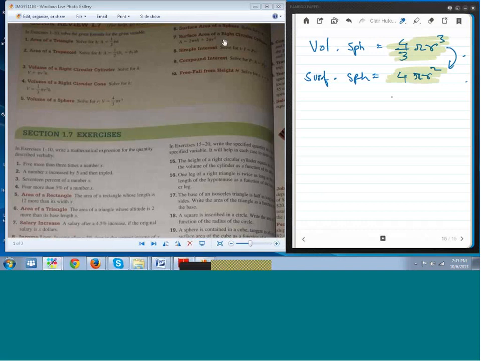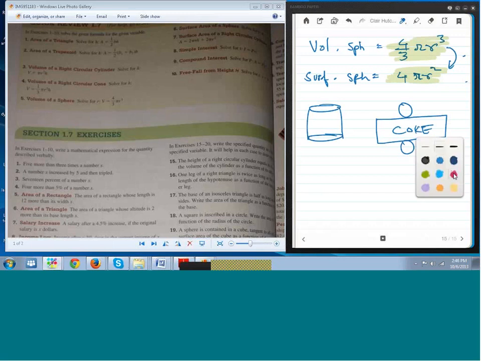Okay, surface area of a right circular cylinder. I don't want you to memorize this one either. What you can do is, let's say you have a Coke can. You cut it open and spread out the body. You get a rectangle, right? So you want to know how much tin it has? That's the surface area, right?